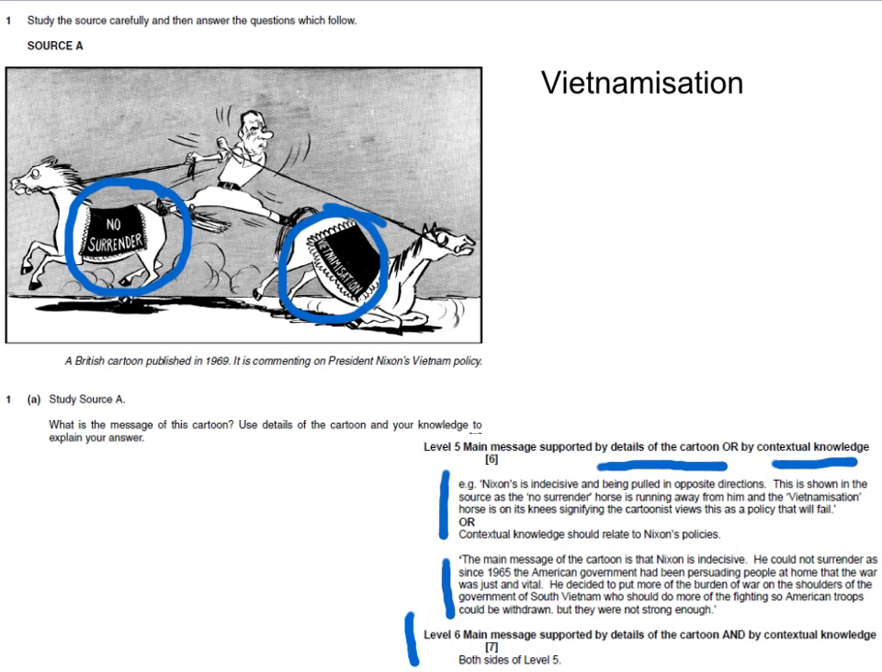For me, the British cartoonist is trying to say that if Nixon goes with Vietnamisation, he will have to let go of no surrender, and therefore he will have to actually surrender. That's what it's saying to me. The mark scheme makes a nice point about the Vietnamisation being on his knees here, to suggest it's not working or something like that. There's Nixon obviously in the middle. So for me, the main message of the cartoon is that you can't have both.